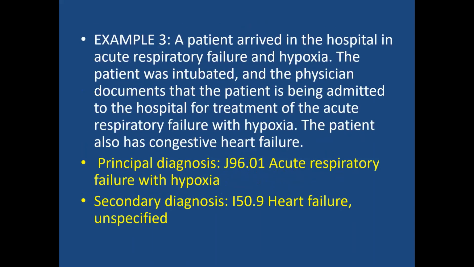Example 3. A patient arrived in the hospital in acute respiratory failure and hypoxia. The patient was intubated, and the physician documents that the patient is being admitted to the hospital for treatment of the acute respiratory failure with hypoxia. The patient also has congestive heart failure. Principal diagnosis: J96.01, acute respiratory failure with hypoxia. Secondary diagnosis: I50.9, heart failure, unspecified.